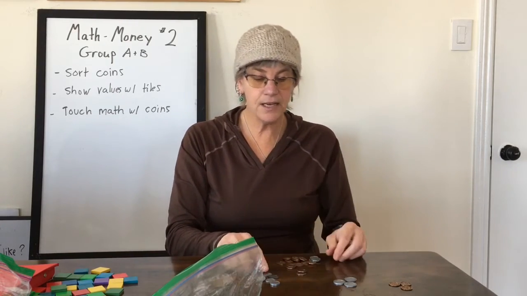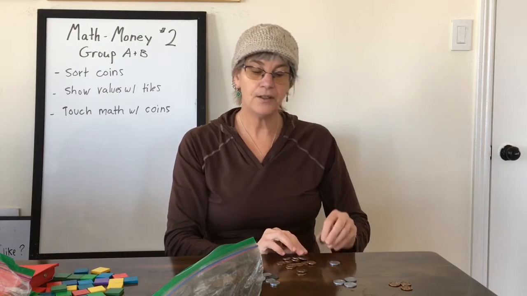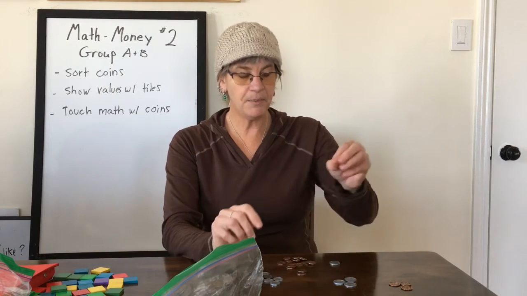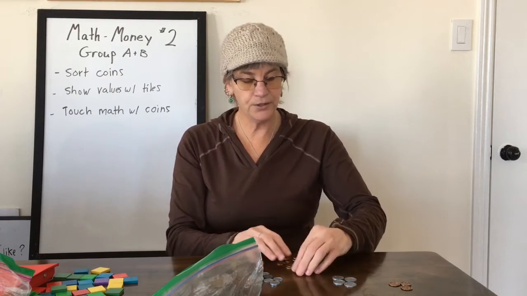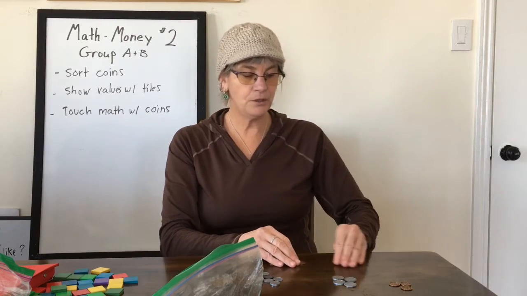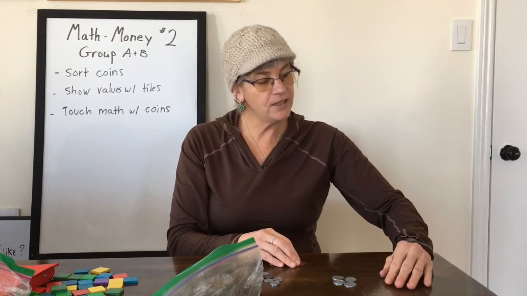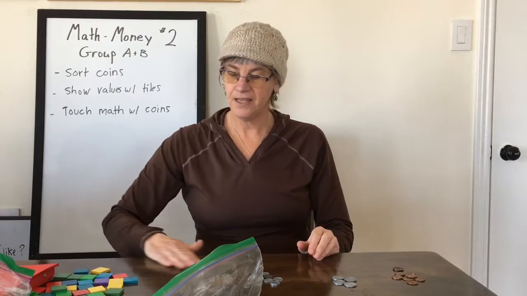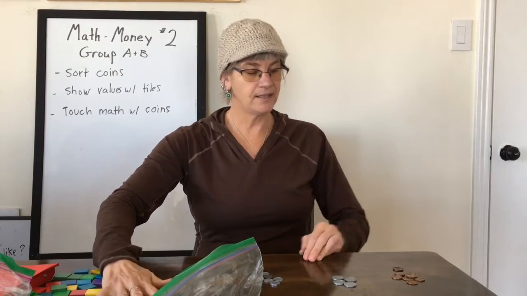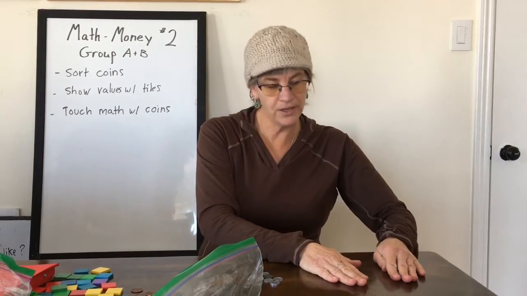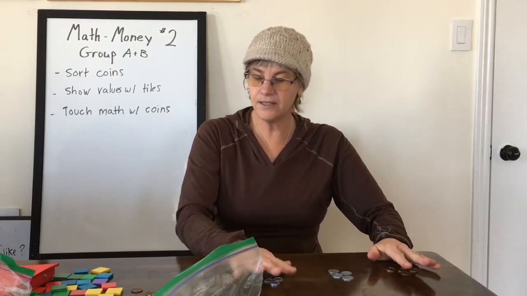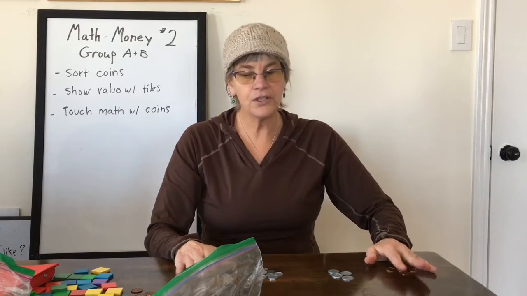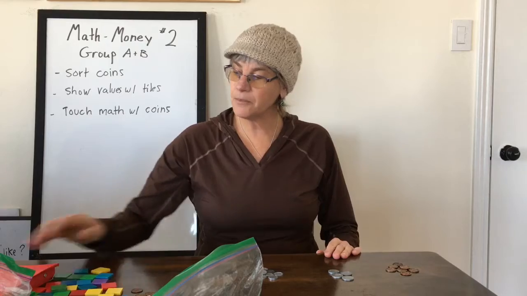And this is another step in your lesson. This could be just one lesson, depending on how long it takes your student to do this. This could be one new activity that you just do, or you can go on to the next step. So now I've sorted by pennies, nickels, dimes, and quarters. Here's the next thing I'm going to do.